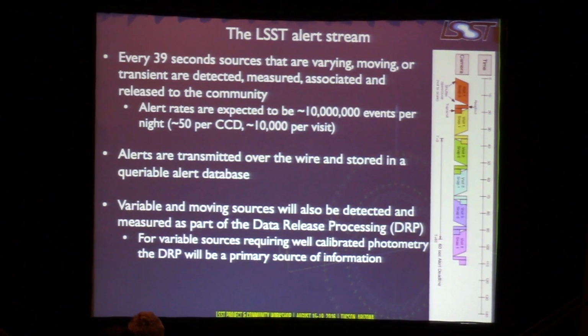Something that is not, I think, fully appreciated is that all of the variable and moving sources are also reprocessed during the data release processing, the DRP. This means the DRP will have better access to the photometric calibration and all of the history of the observations. So if your interest is in variability, then the DRP processing may provide you the most accurate light curves, as opposed to needing information that needs prompt attention, for example, for follow-up.